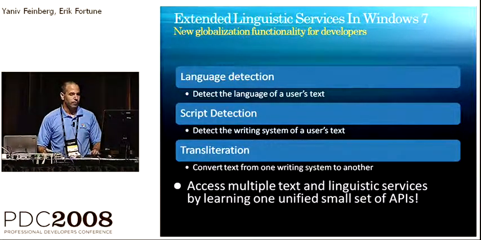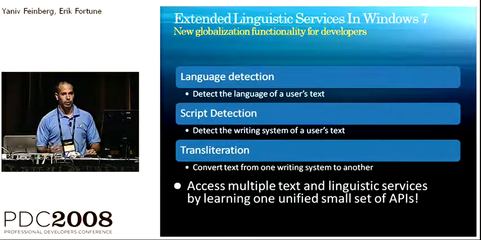And the last service that we provide is the transliteration piece. Transliteration is a component that basically changes text from one writing system to another. So when I mention Chinese, for example, you can think about it as translating simplified Chinese to traditional Chinese.